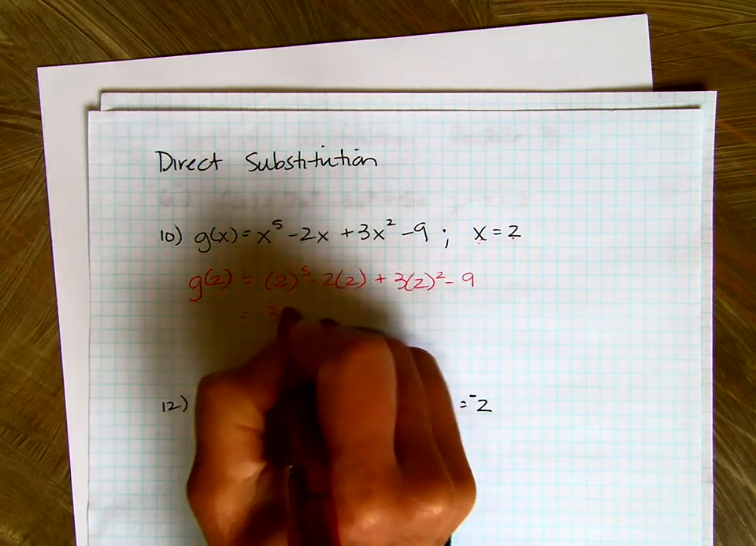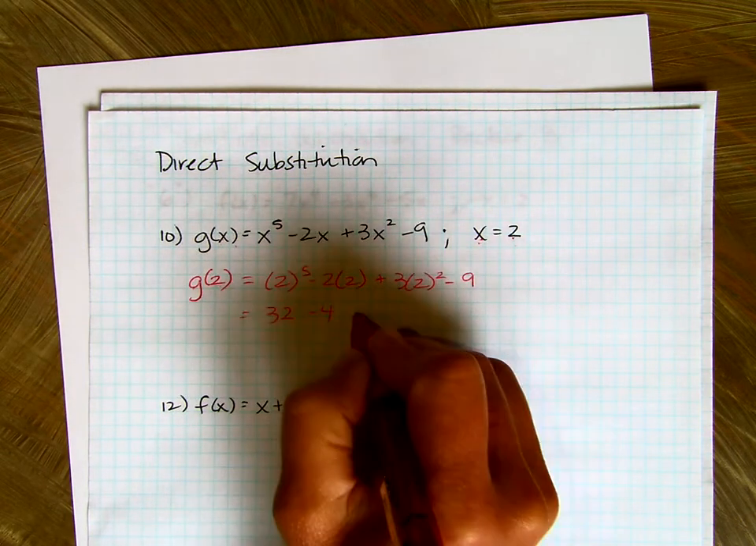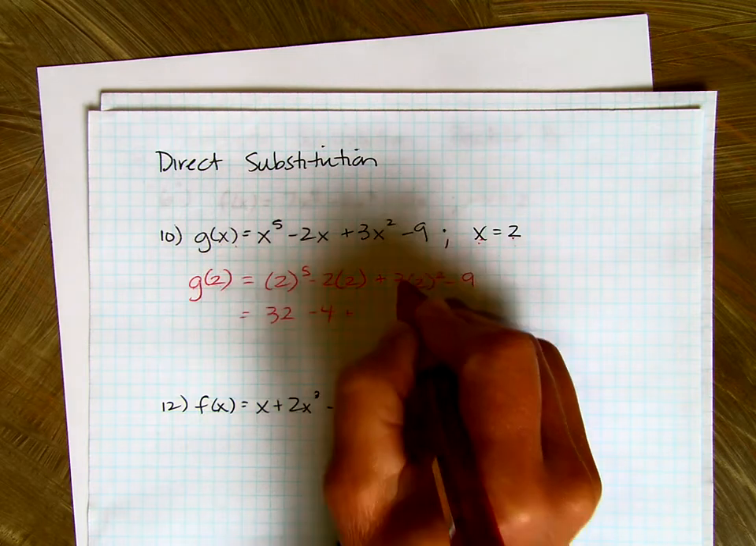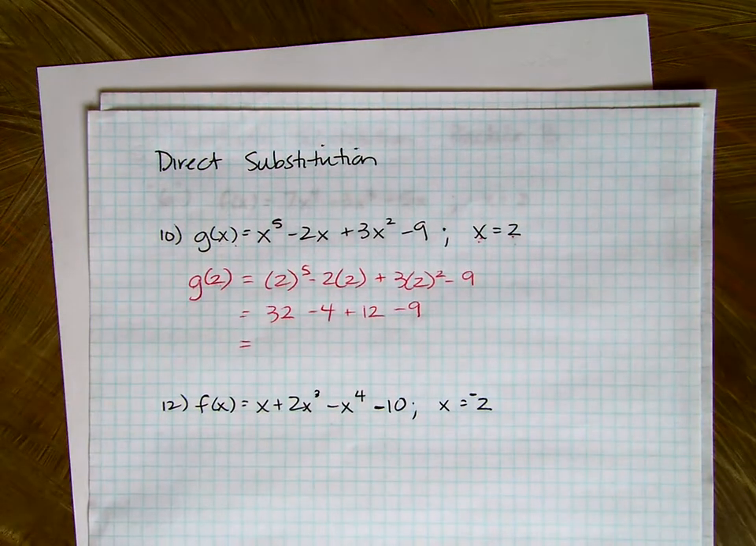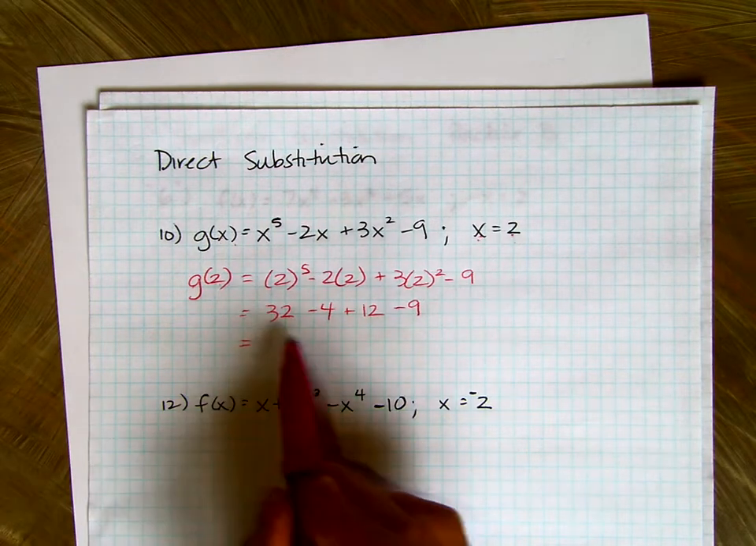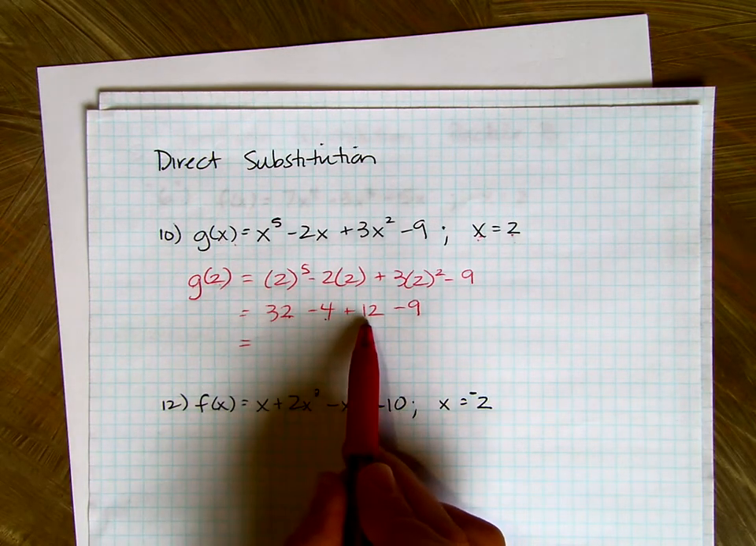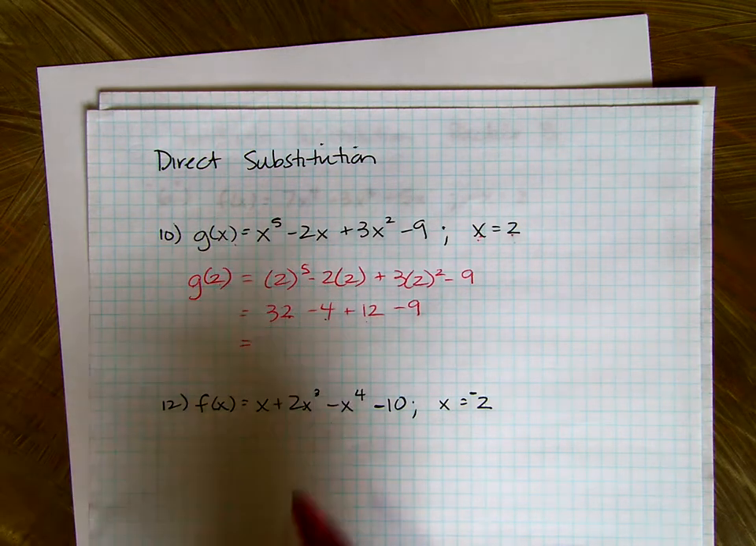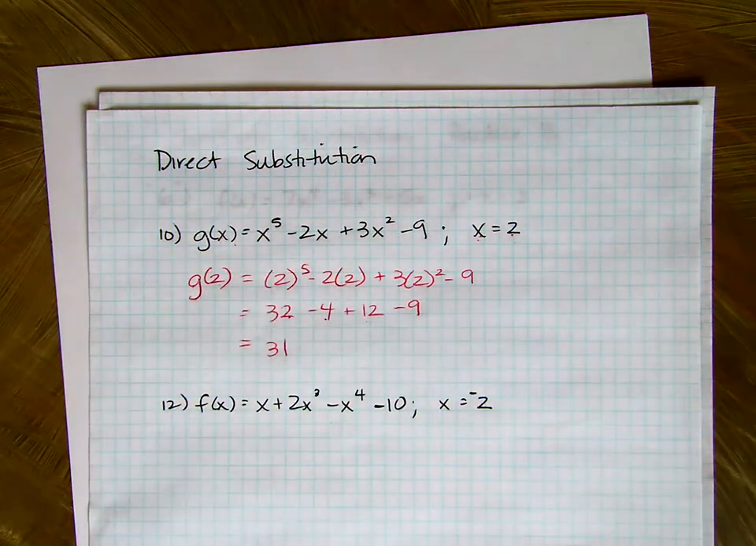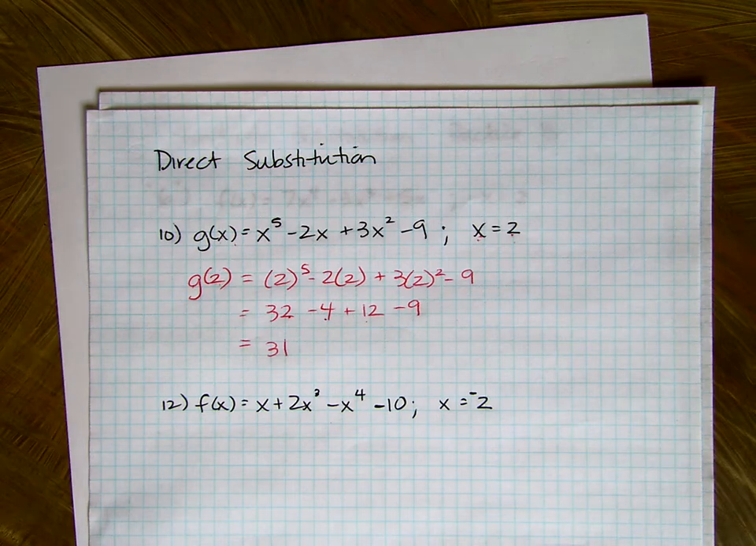2 to the 5th, 32, minus 4. 2 squared is 4 times 3 is 12, minus 9. I'm doing this all in my head right now. Sometimes it doesn't work too well. 32 minus 4 is 28. Plus 12 is 40, minus 9 is 31. Is that right? I don't know. I was supposed to bring my calculator up here. Looks like I forgot it.